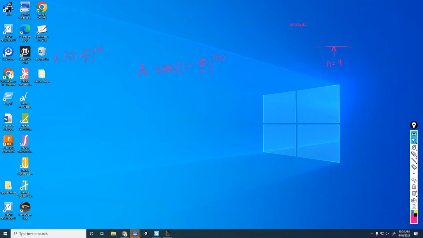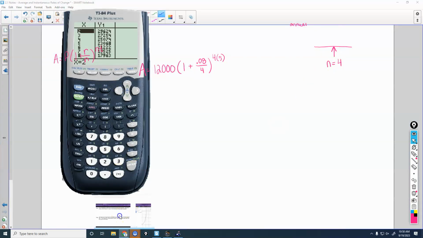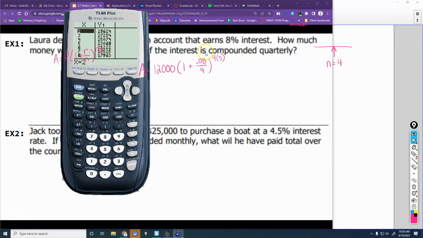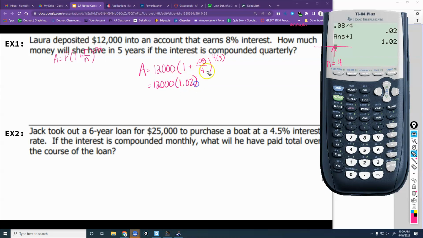I will warn you with the calculator, be a little careful with your parentheses. All right, you're going to do 12,000 times... Actually, I would do this first. I would do 0.08 divided by 4, and I'd add that to 1, so that my equation now looks like this: 12,000 times 1.02 to the, I'd go ahead and do 4 times 5 is 20, just because you can do that so easily in your head.